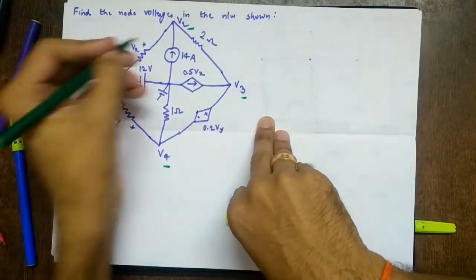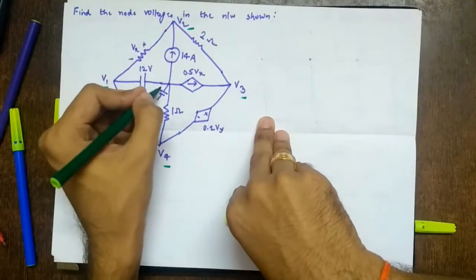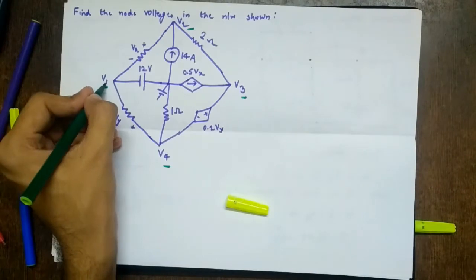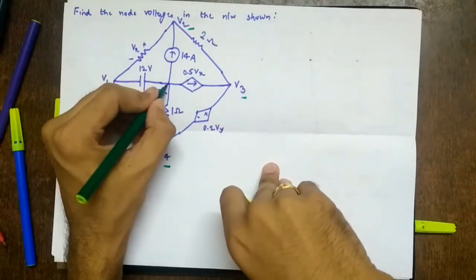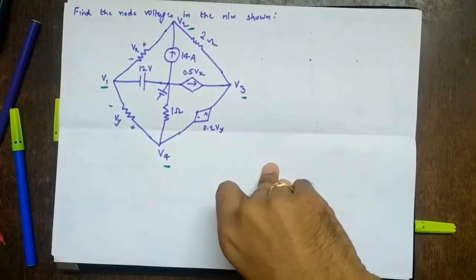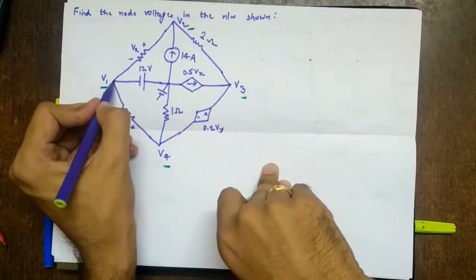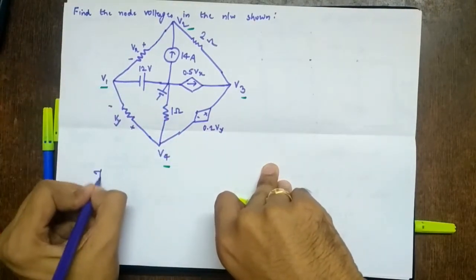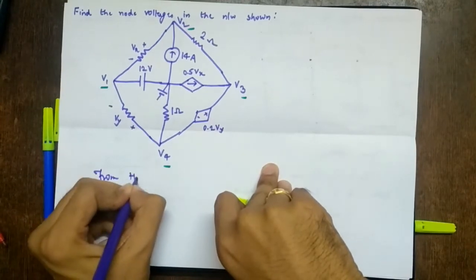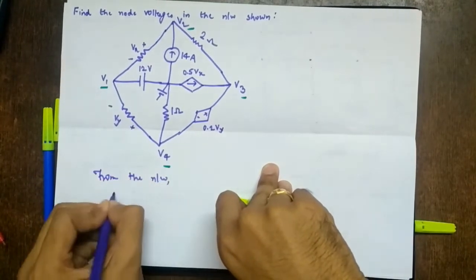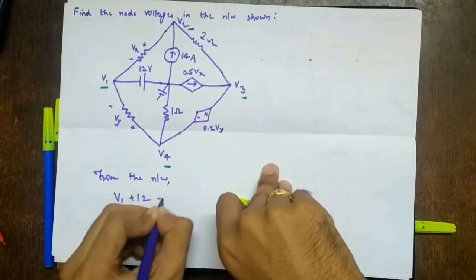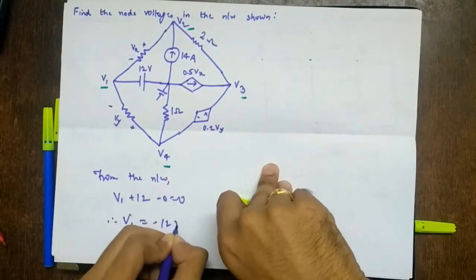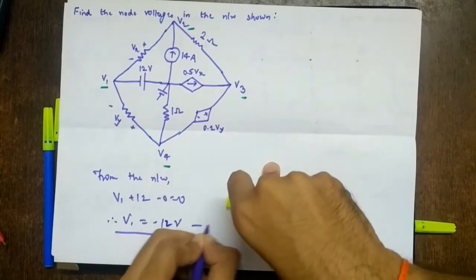So if you observe, there are 4 nodes apart from the ground node. So we should have 4 equations. So if you observe node 1, it is directly connected to ground through a voltage source of 12. So if you apply KVL here, V1 plus 12 minus 0 equal to 0. So what you can say directly from the network, V1 plus 12 minus 0 equal to 0. Therefore V1 equal to minus 12 volts. So this is our first equation.